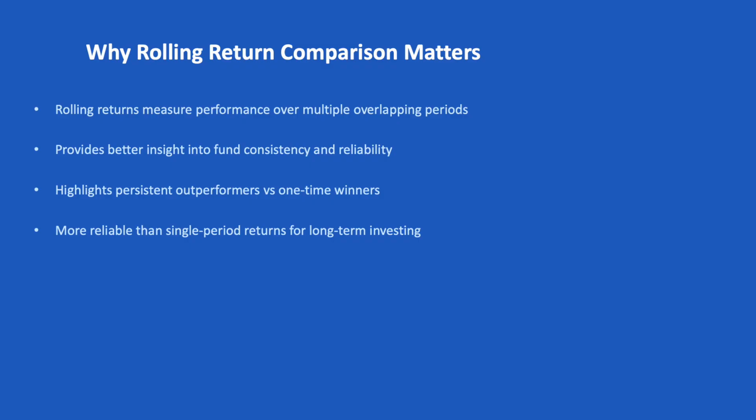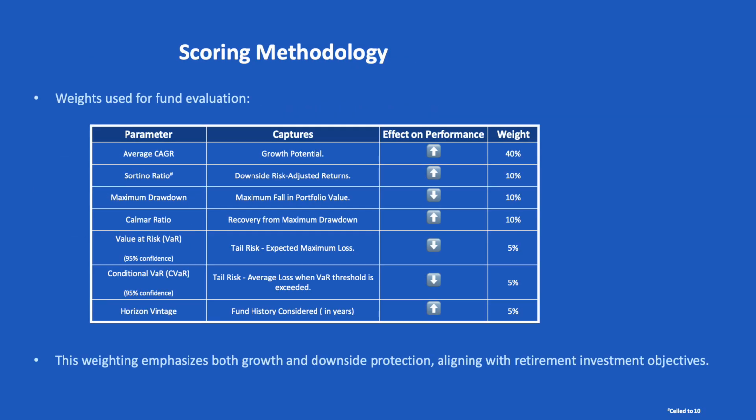Now, to achieve a common scale for comparison of fund performance, I use the below metrics. The first is average CAGR. It captures the growth potential. I've given it a higher weight of 40%. The higher the average CAGR, the better is the fund performance. I've also used a few risk-related metrics to compare the fund performance. One of them is the Sortino ratio. This is similar to Sharpe ratio, but this only captures the deviation of the downside returns. I've given it a weight of 10%, and higher the Sortino, the better is the fund performance.